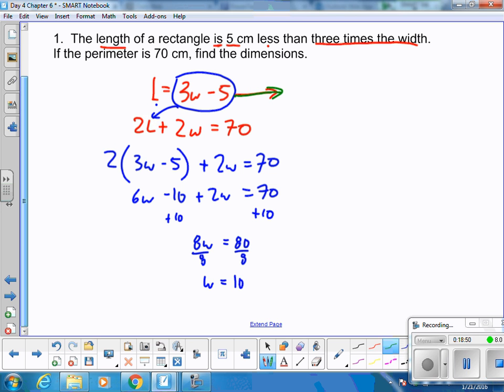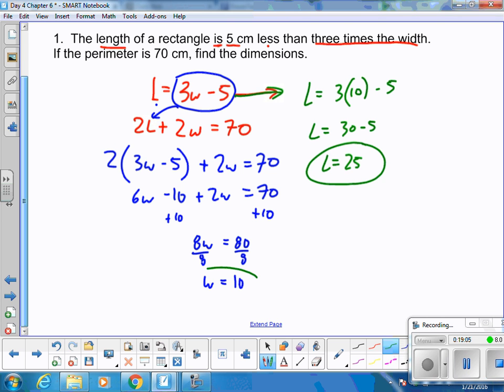So my length is going to be 3 times the width, which we calculated is 10, minus 5. Length is 25. So my length is 25, my width is 10. And we could check it. Is 25 equal to 3 times the width, doubled, minus 5? And it works. Fiery check mark.